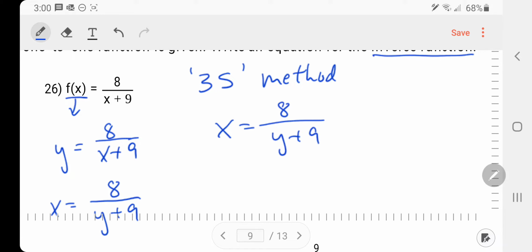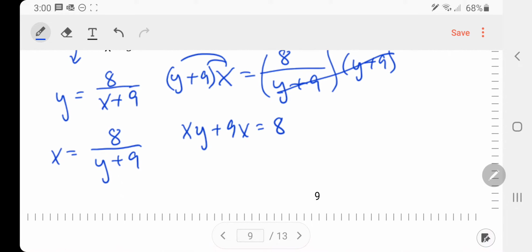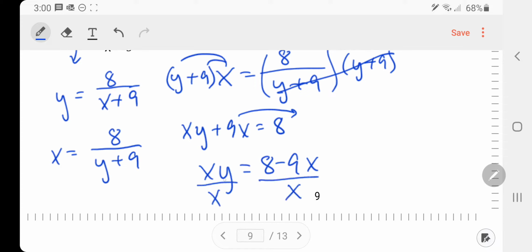Now, to get rid of a fraction, all you got to do is multiply both sides by the denominator. And those will cancel. And then this x is going to need to distribute. So that's going to give me xy plus 9x equals 8. Don't forget we're solving for y. So the next step is to move the 9x over. That's going to give me xy equals 8 minus 9x. And the third and final step, divide both sides by x.